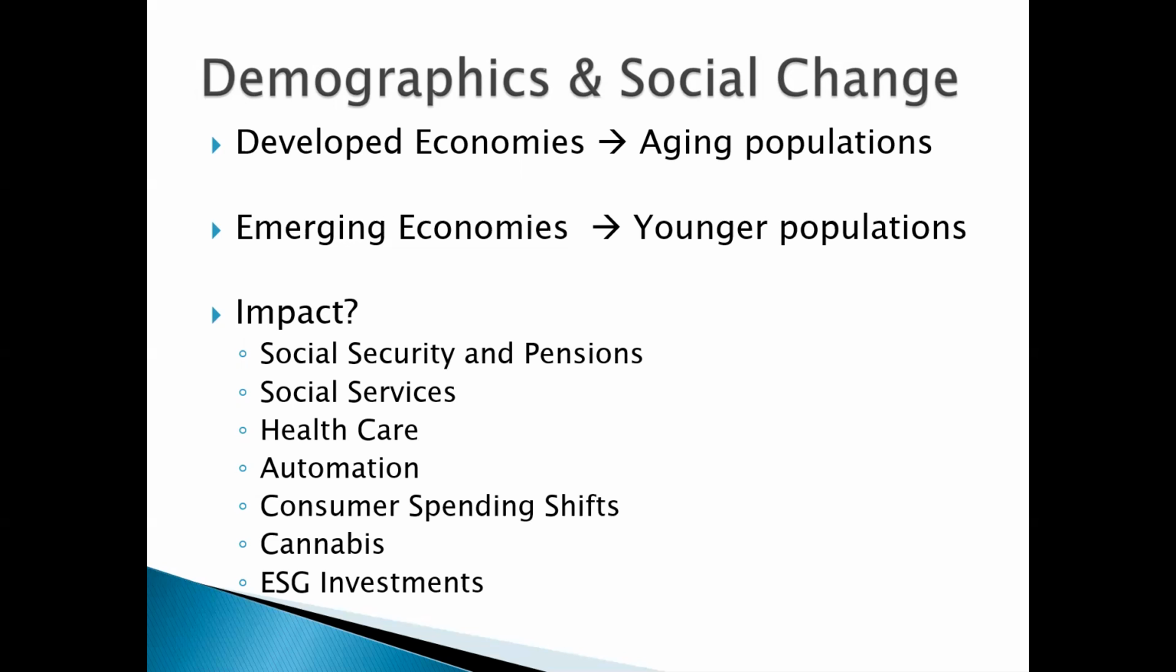There's a shift in consumer spending, as I mentioned, with emerging economies and greater middle class. They will be increasing their consumption. They will be spending money on more expensive things over time. So there's a shift there. It means new areas like cannabis or ESG investments, environmental, social, and governance, take a more important role in investing because of this, not just demographic, but a social change.